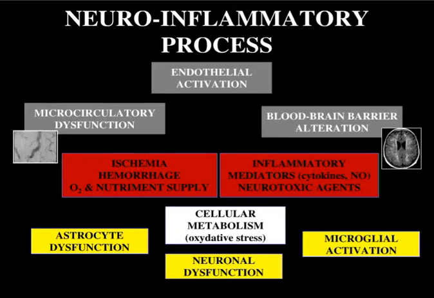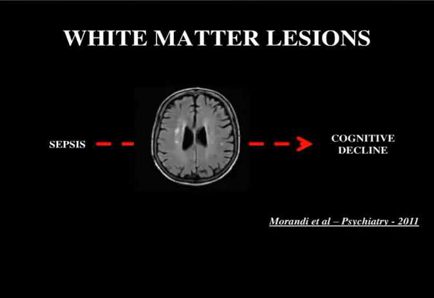I showed this picture yesterday, so I will go through it very quickly, but we think that these lesions are related to an alteration of the blood-brain barrier, which is one feature of this so-called neuroinflammatory process, characterized by endothelial activation and also a dysfunction of the microcirculation. Maybe these white matter lesions can account for the cognitive decline. In a very recent report, Eli showed, in a very small cohort of patients, that these patients were at higher risk of long-term cognitive dysfunction.